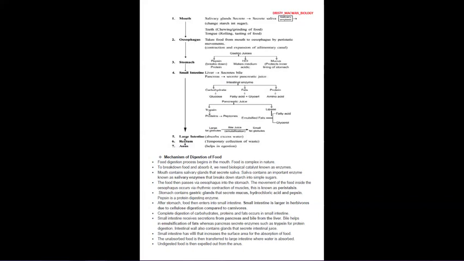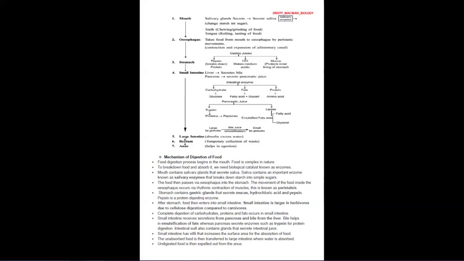That is, it kills all the germs which are present inside the food. And so that there is no direct contact of the HCl with the inner lining of the stomach, there is the presence of mucus that protects the inner lining of the stomach. So these are the three things which are present inside the gastric juice, that is pepsin, HCl, and mucus.